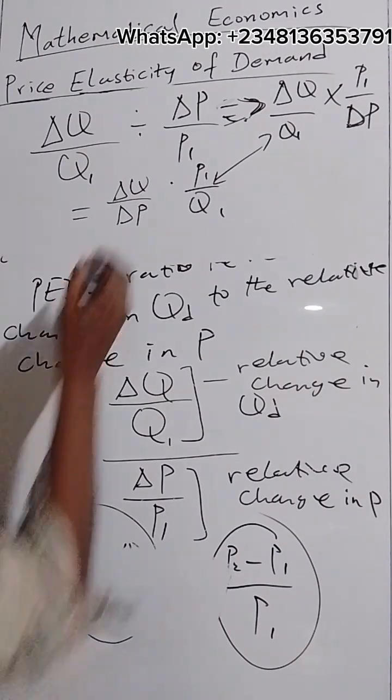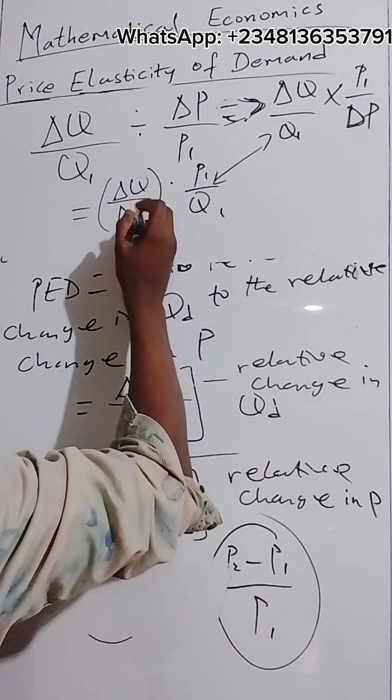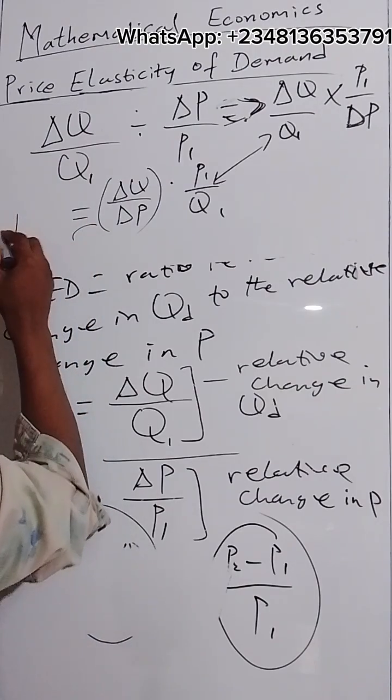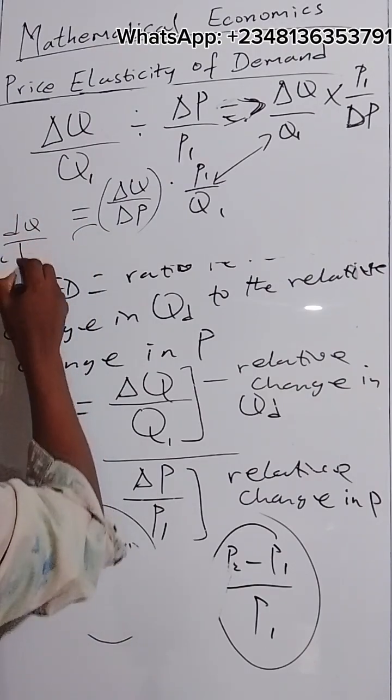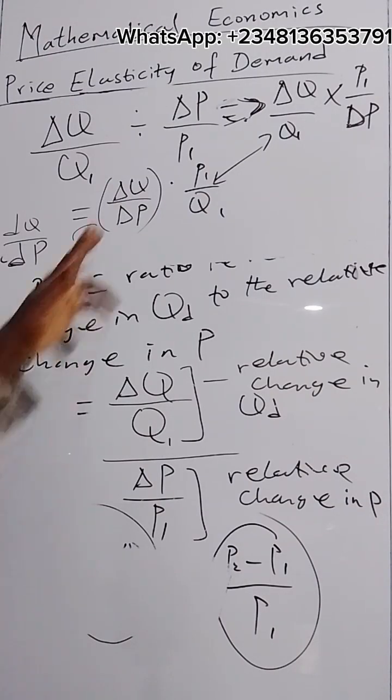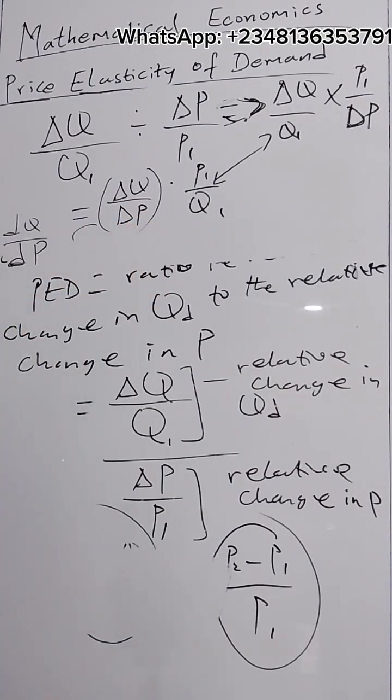Okay, so you can see from this side I have change in Q over change in P, which is equivalent to dQ over dP. If I'm given a function and I am asked to derive price elasticity of demand, this formula will be useful. Okay, until we get there, let's continue our discussion on this.